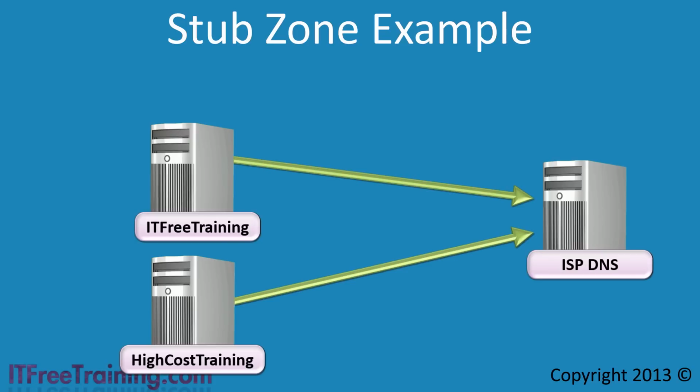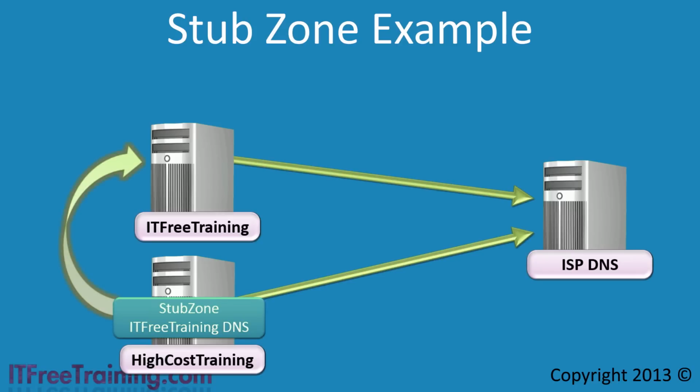To achieve this, a stub zone is created on the High Cost Training DNS server. The stub zone contains the basic DNS records for ITFreeTraining, like the DNS servers. However, it does not contain detailed information like DNS records. Since it has details on the DNS servers in ITFreeTraining, it can answer queries about it. It is able to forward the request to the ITFreeTraining DNS server to resolve. You can do this using conditional forwarding as shown in the conditional forwarding video.